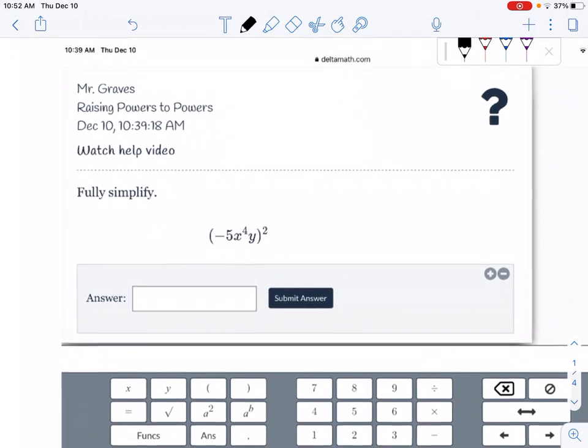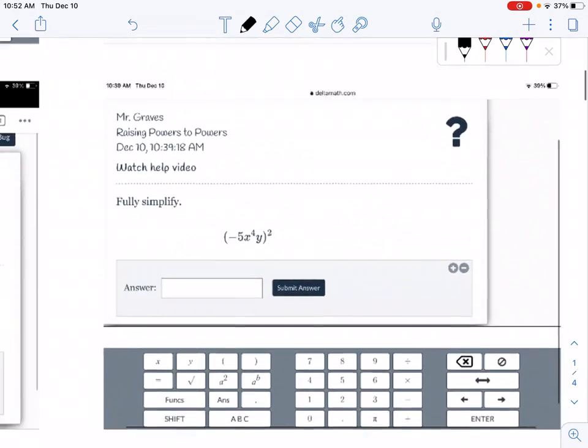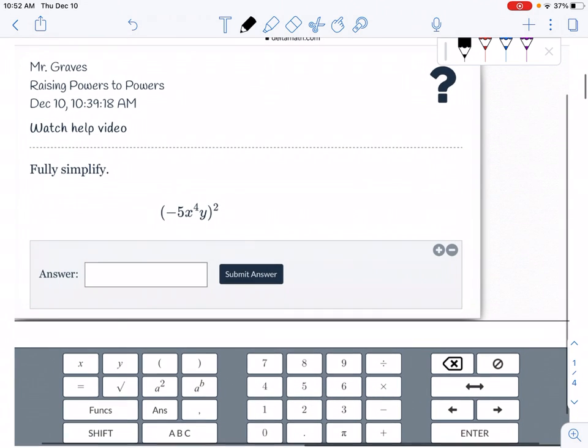Okay, raising powers to powers. So the first 3 were multiplying. The next rule here that we've worked on is raising powers by powers. So when we have a group being raised to the 2nd power, it means there are 2 sets of that. And what we've learned is that we are going to take each individual piece. So -5, x to the 4th, and y.